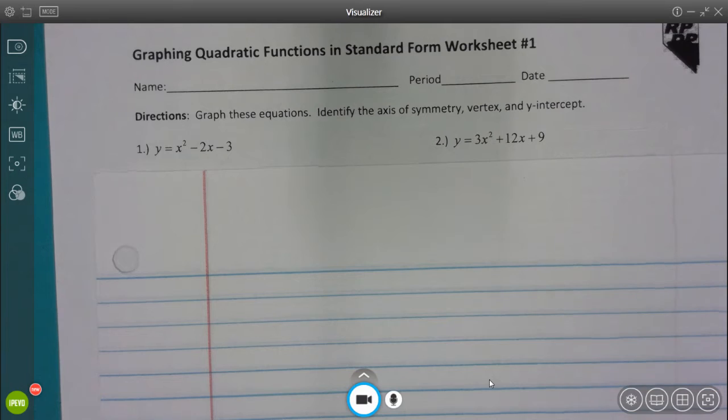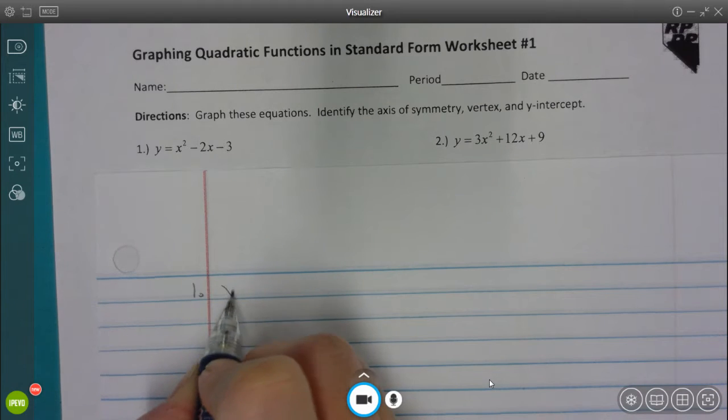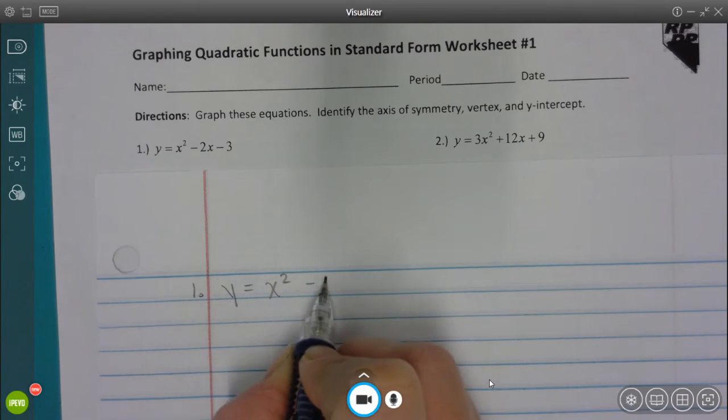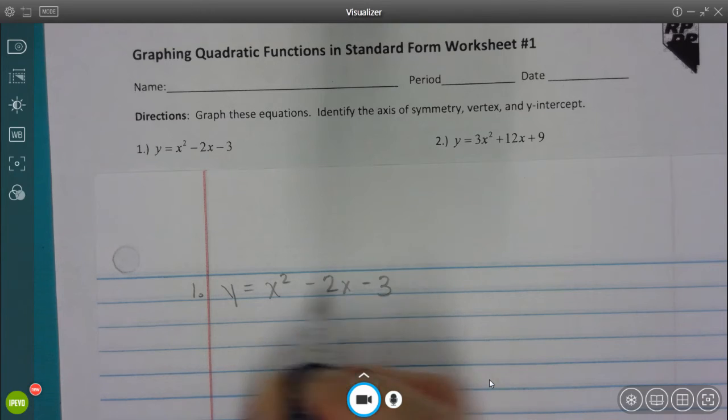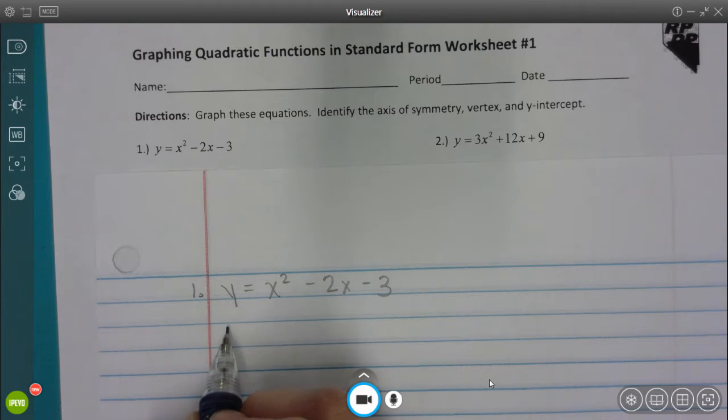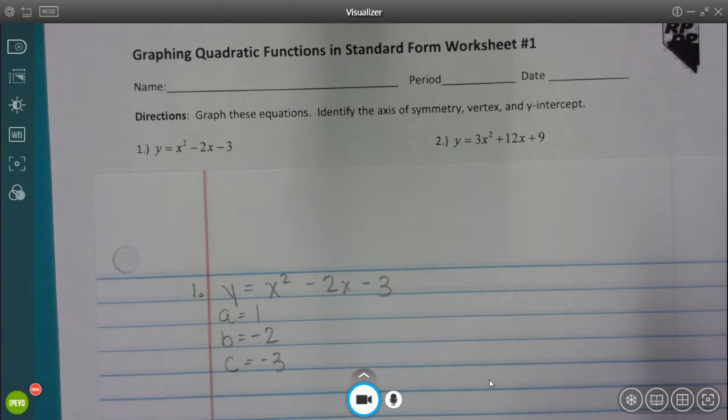So one thing I'm going to start by doing, x squared minus 2x minus 3. So I know that my a value is 1, my b value is -2, and my c value is -3.